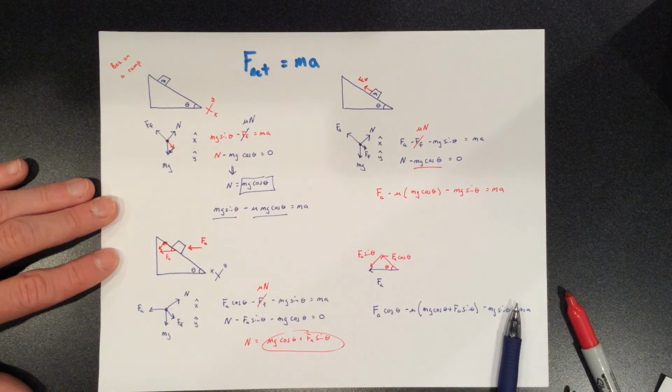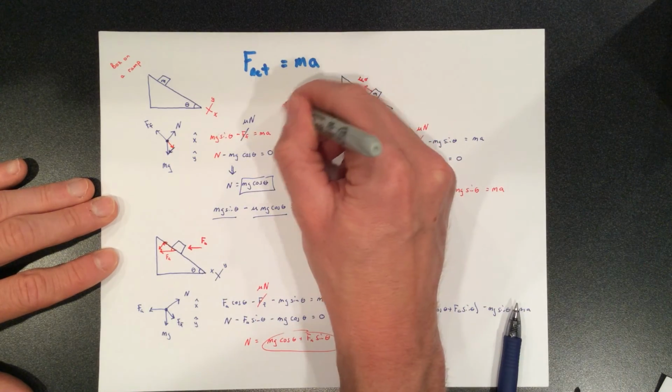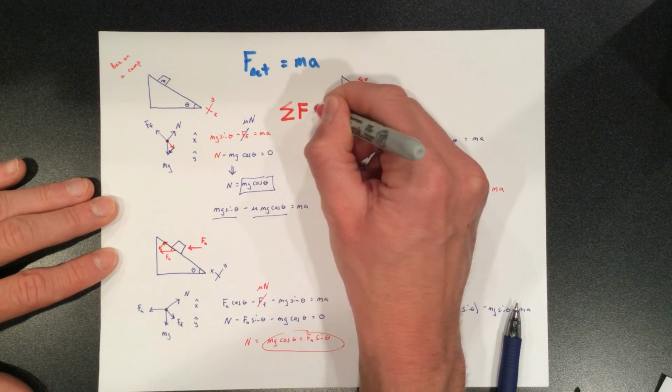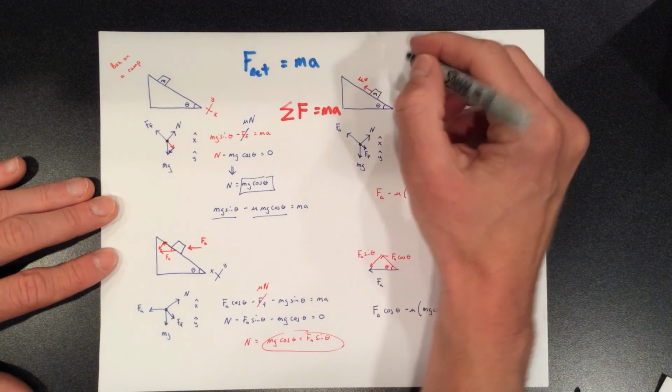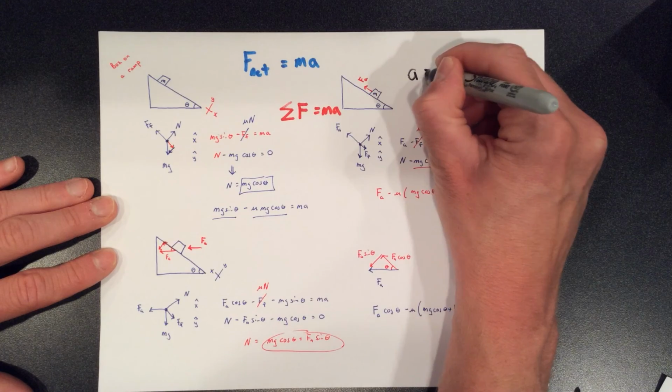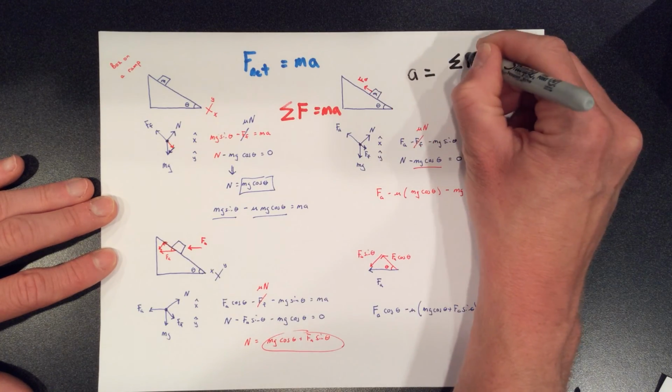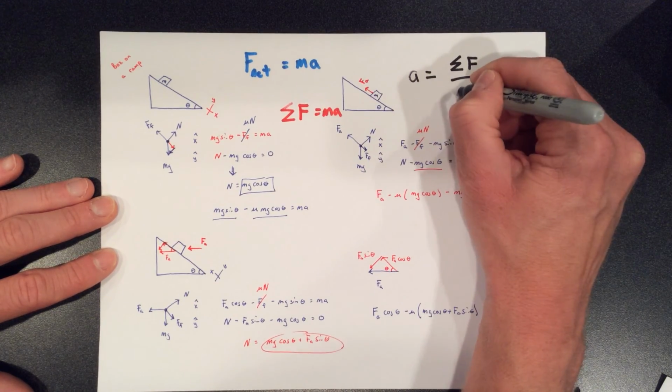And again, some people don't like that. They like the sum of all forces equals ma. And some people even like to write it like this. The acceleration is equal to the sum of all the forces divided by mass.